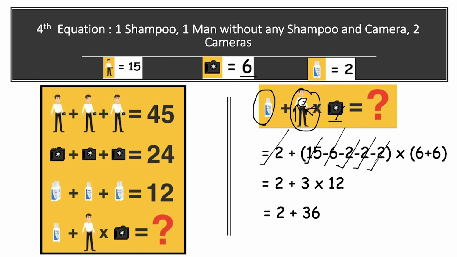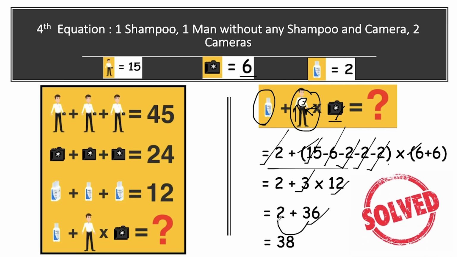Now we have to solve this equation using the BODMAS rule, and according to BODMAS, firstly we have to solve the bracket, followed by division, multiplication, addition, and in the end subtraction. So here in this equation we have 2 brackets, 1 and 2, and we have to solve these brackets first. On solving the bracket we will get 3 into 12. Now we have to do the multiplication. That will be 3 into 12 equal to 36. And now we have to add this 36 with 2. So the value comes out to be 38. And we have solved the puzzle.